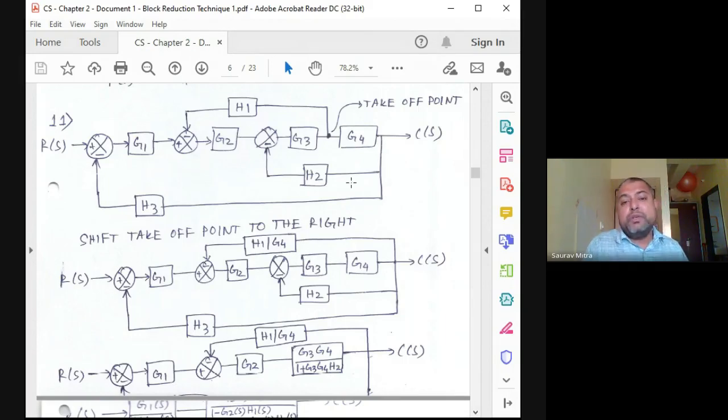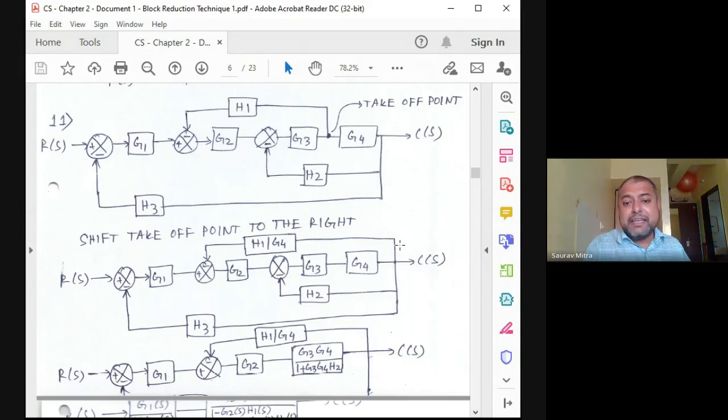Okay, so what we will do is we will apply the law. What is the law? Take this point after the G4 block. So shifting the takeoff point and take it after the gain block. One thing you can see here, if you are taking it off from this point, this is only H1. So whatever is the output here, that output is actually being taken and multiplied with H1.